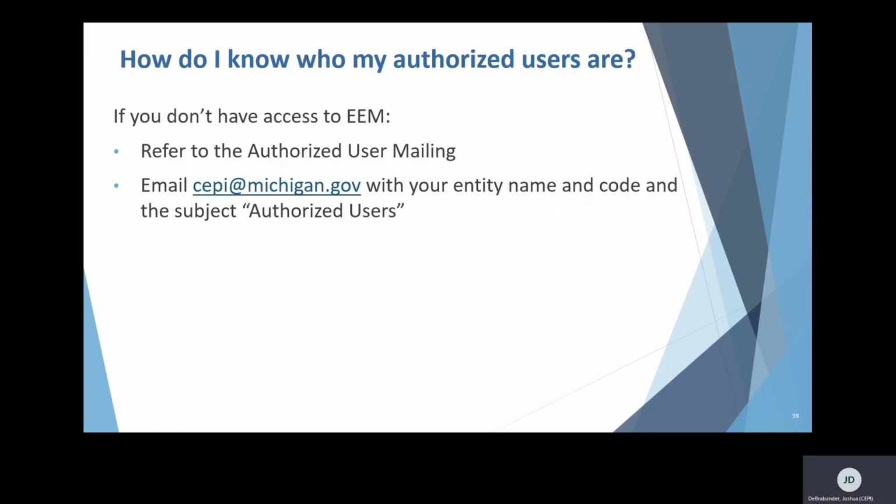If you do not have access to the EEM, then you will need to find your authorized users in a different way. First, you can refer to the authorized user mailing list that CEPI sends out throughout the year, or you can email cepi@michigan.gov with your entity name and entity code. Just make sure to include the subject, authorized users.